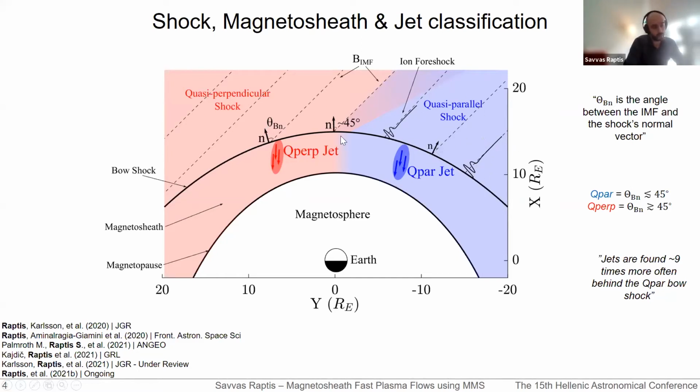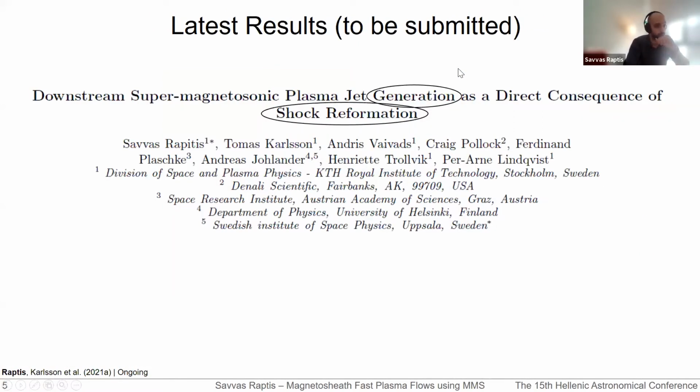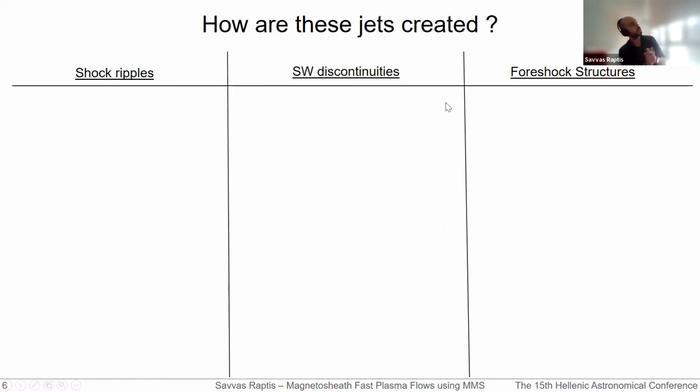So usually we separate the shock into those two regions, and also the corresponding magnetosheath and the jets that we find there. My initial plan for this talk was to give you a detailed overview of the statistics of the jets found in the different environments. But there are some recent results that I wanted to share with you, to be submitted hopefully in the next couple of days, that have to do with a way to actually generate jets as a direct consequence of the dynamical shock evolution of the Earth. So let's start with how we believe so far that those jets are created and appear in the downstream environment.